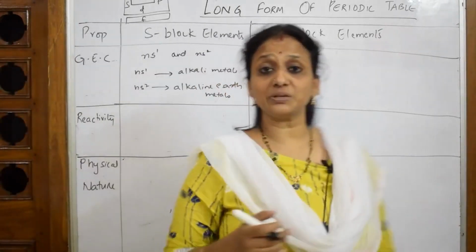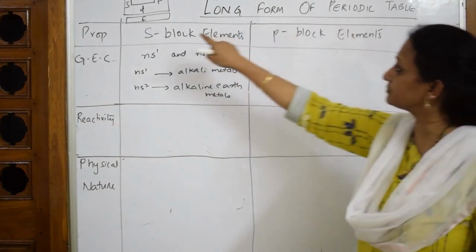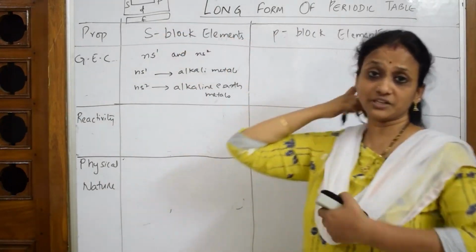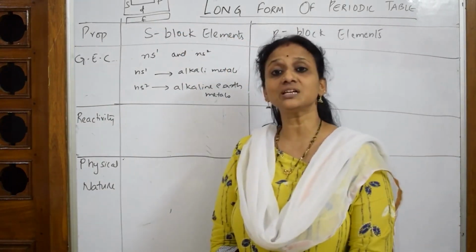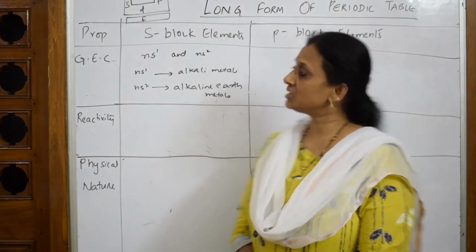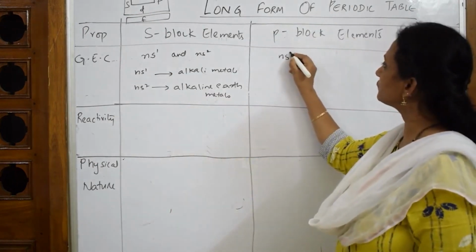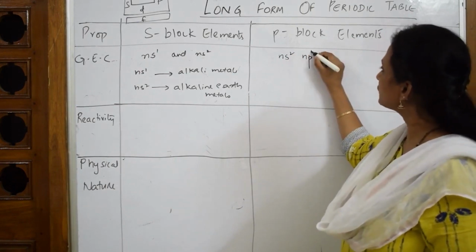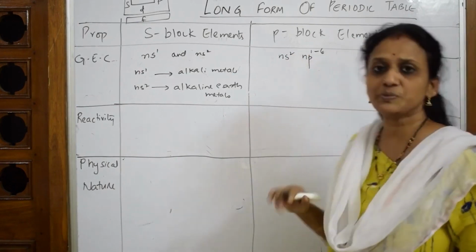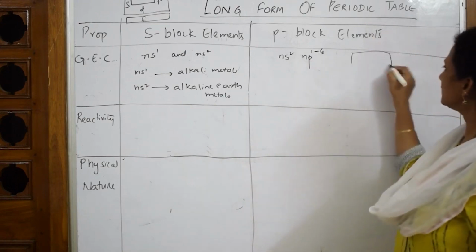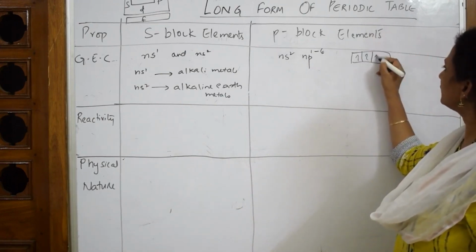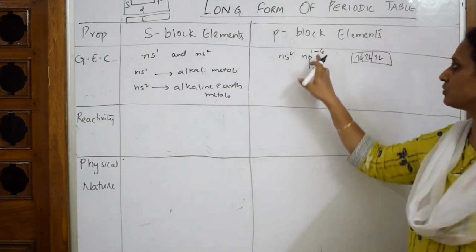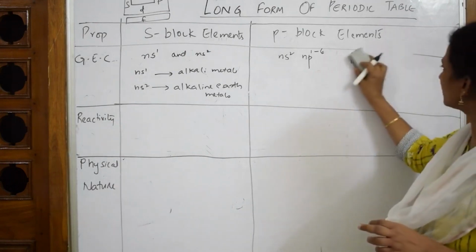When I come back to the P block, where is the P block? The P block is here. Then what is the general electronic configuration? P block means the incoming electron has to enter the p subshell. Unless ns2 is filled, we will not go there. So ns2, then np, which ranges from 1 to 6 electrons. P can fill 6 electrons, isn't it? Just see, this is your p orbital, all half filled first, then fully filled. So 1 to 6 electrons it can accommodate.